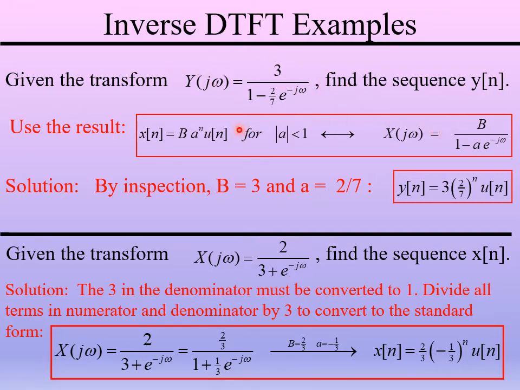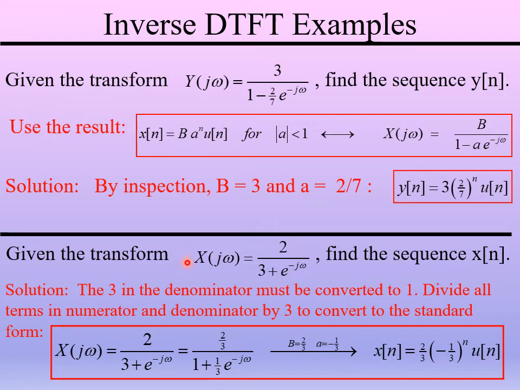Again, we're just going to use this exact same Fourier transform pair, and by inspection we can see that b is the number on top, which is 3, and a is the number down here, which is 2/7. Plugging those into this result, we get y of n equal to 3 times 2/7 to the n times the step function u of n.